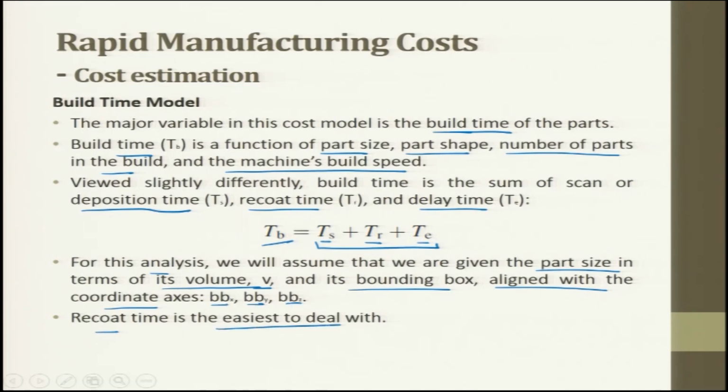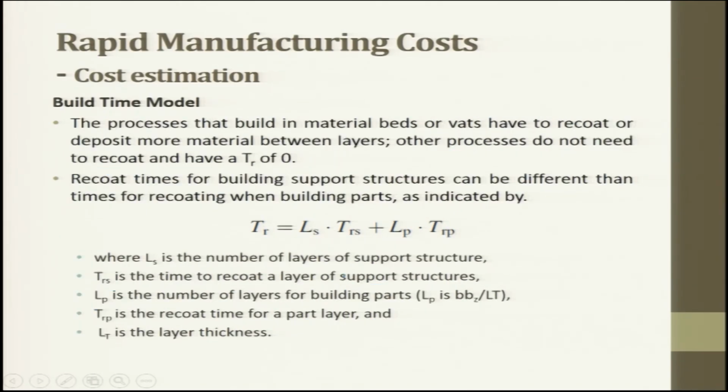Recoat time is easiest to deal with. What is recoat time? The processes that build in material beds or vats have to recoat or deposit more material between layers. Other processes do not need the recoat, so they have TR equal to 0. Recoat time for building support structures can be different from the time for recoating when building parts, as indicated by this recoat time TR equal to LS into TRS plus the second factor here, LP into TRP.